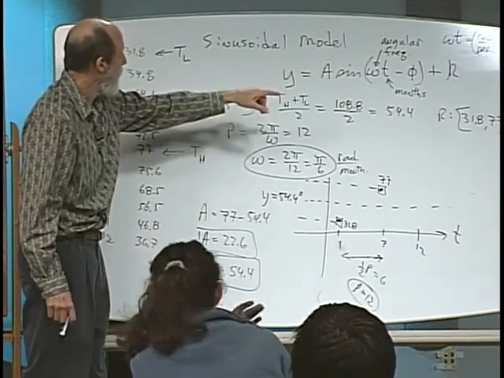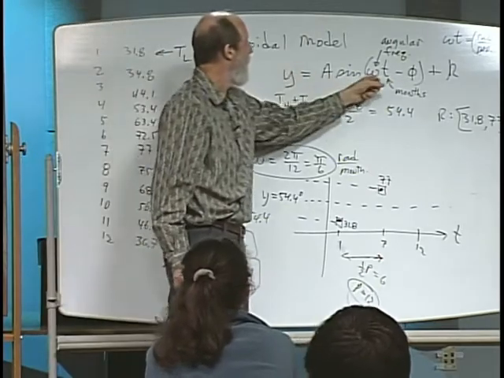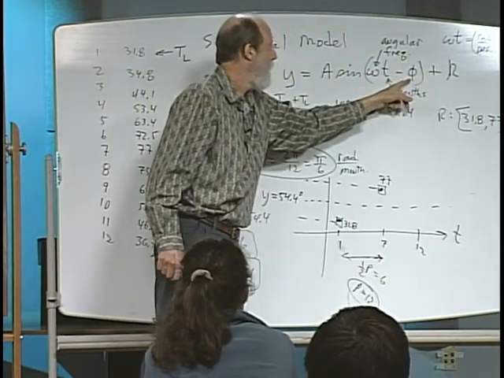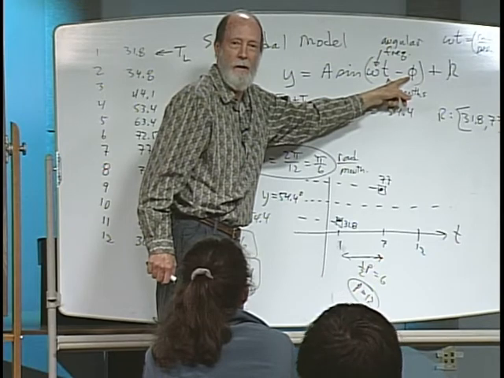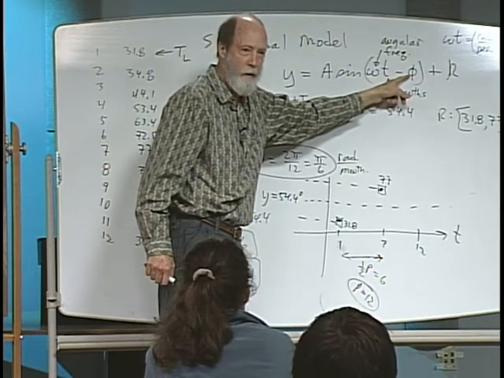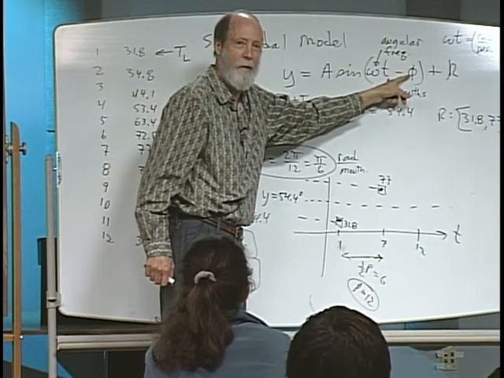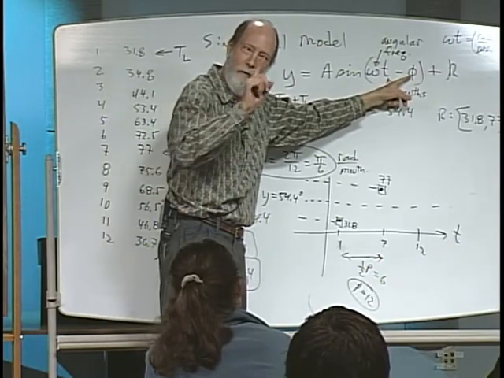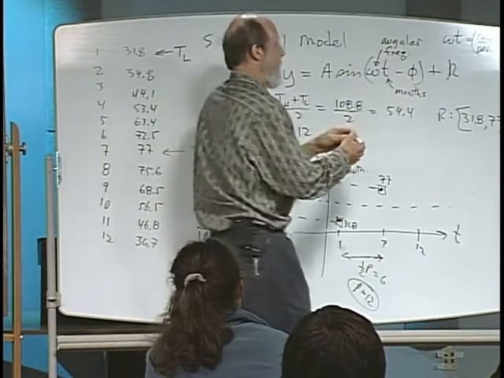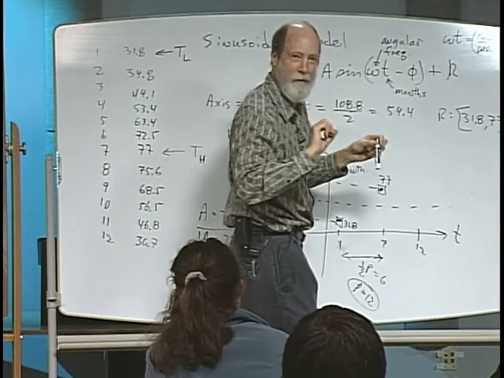Let's get back to finishing the model. We know A, omega, and K. We still have this crazy thing, phi. Phi is called what? I mentioned it previously. Phase. Phase shift. Close, that's close.